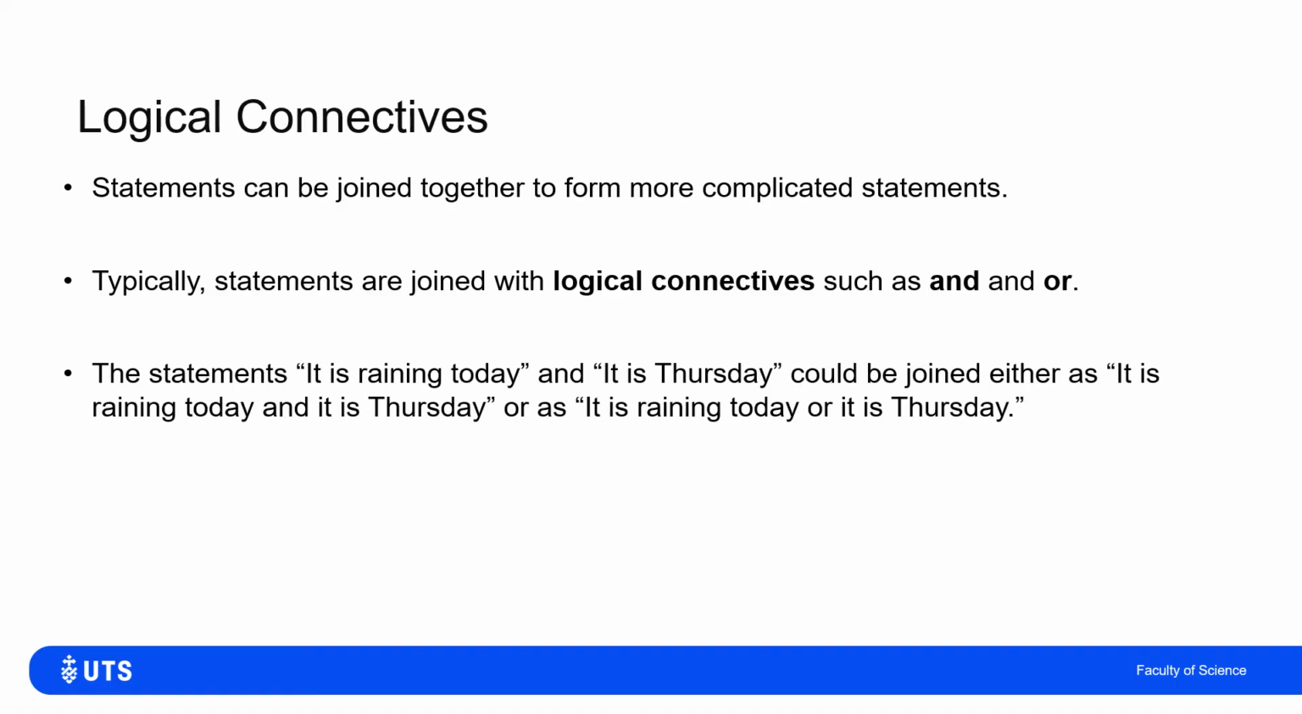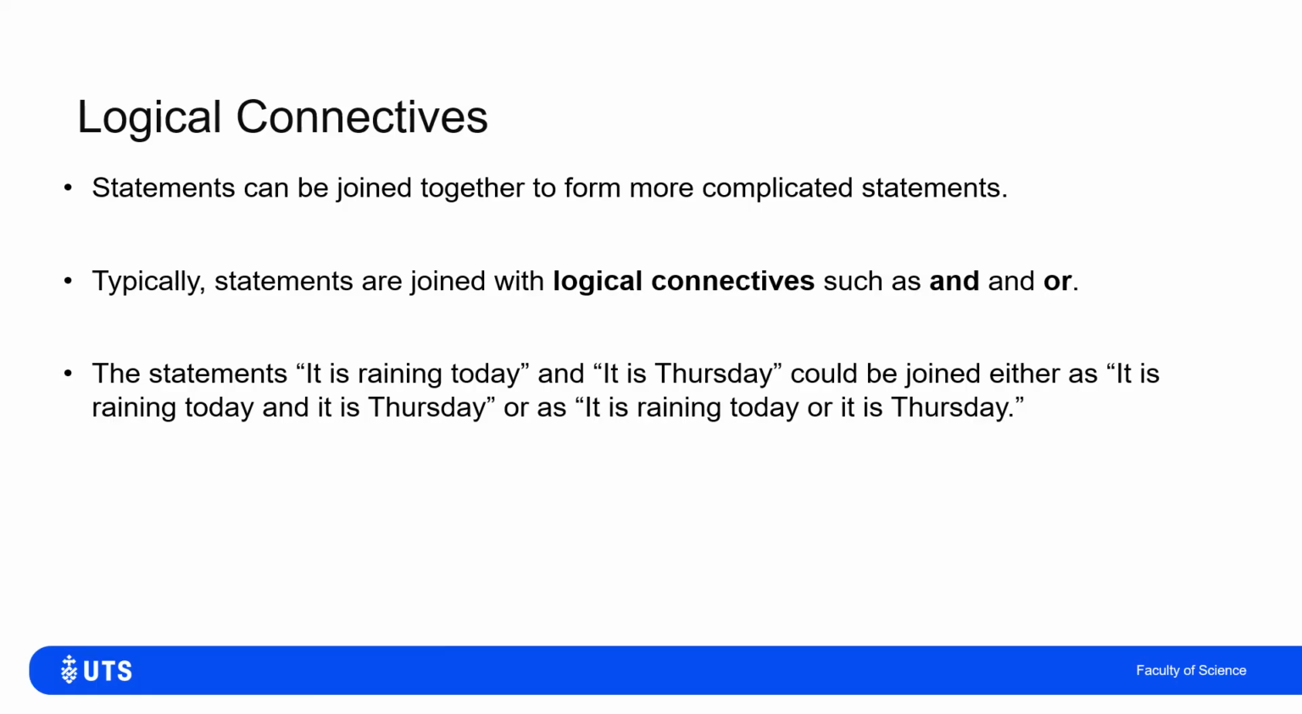So if I take two very simple single statements, it is raining today and it is Thursday, I can join those using and to get it's raining today and it's Thursday, or I could join it as it's raining today or it is Thursday. So in the first case, the only way it is raining today and it is Thursday is true is if both of the original single statements were true. It is raining today, true, and it is Thursday, true. Now, by coincidence, I am recording this on a Thursday which is rainy, so both of the original statements would be true, so the conjoined statement is true.